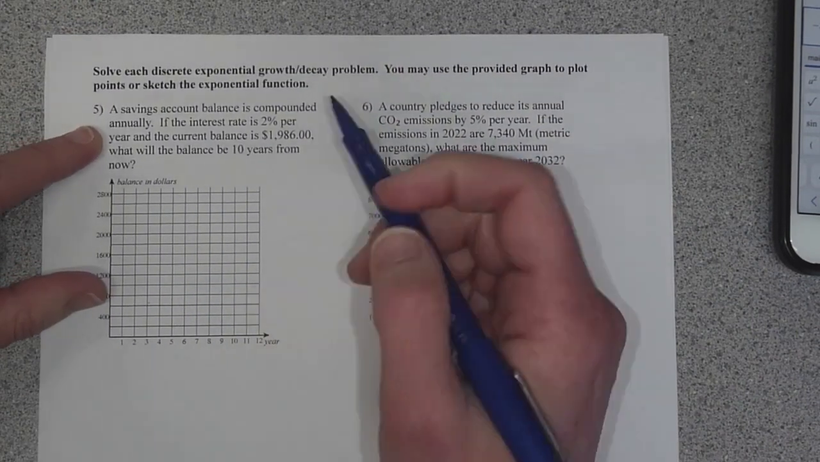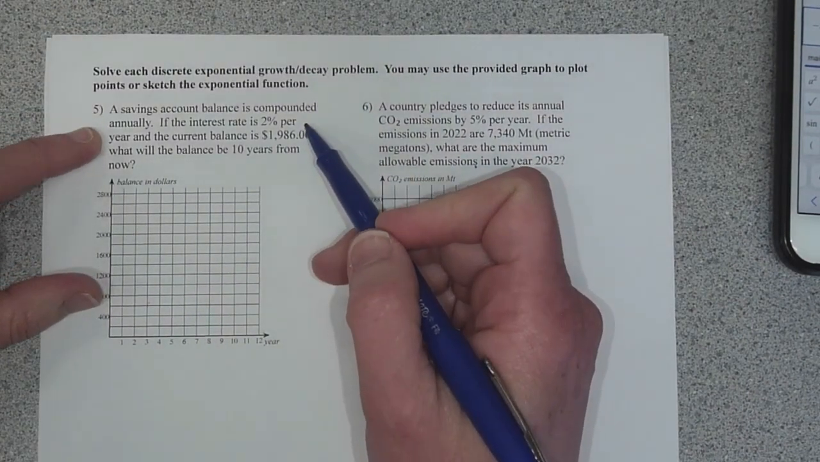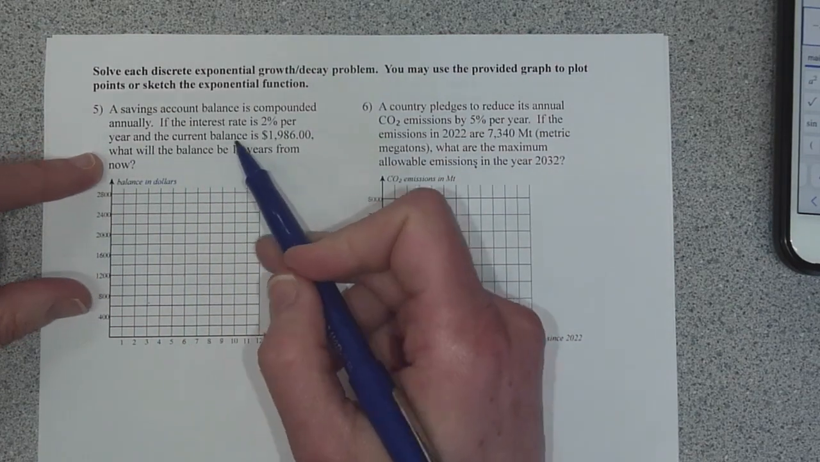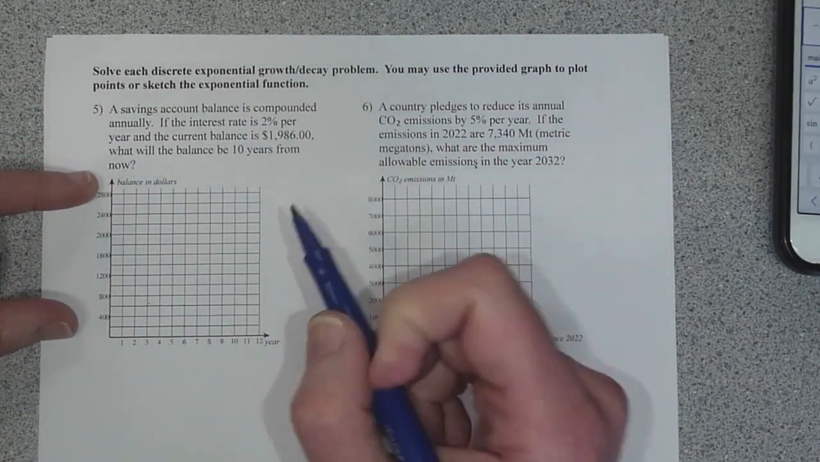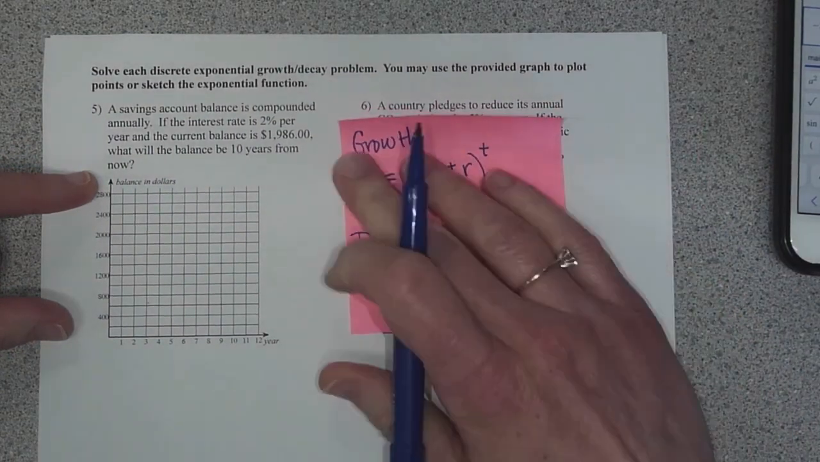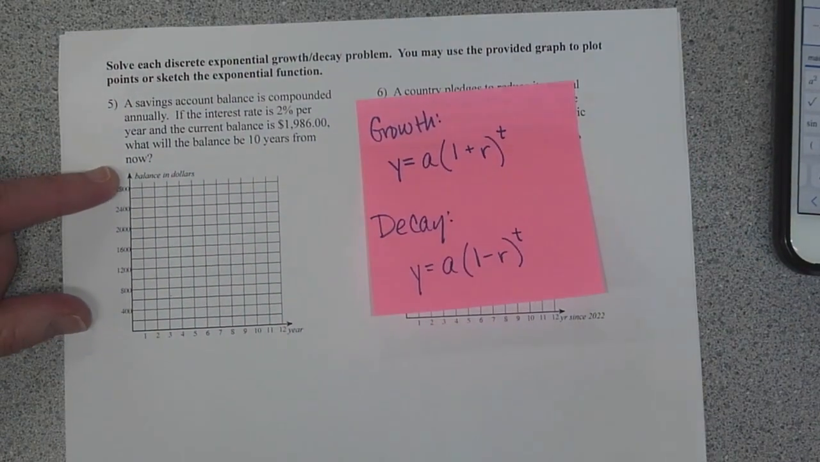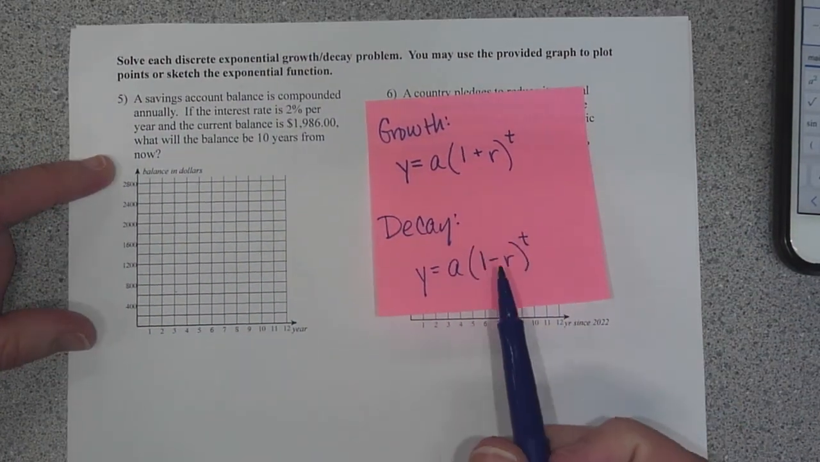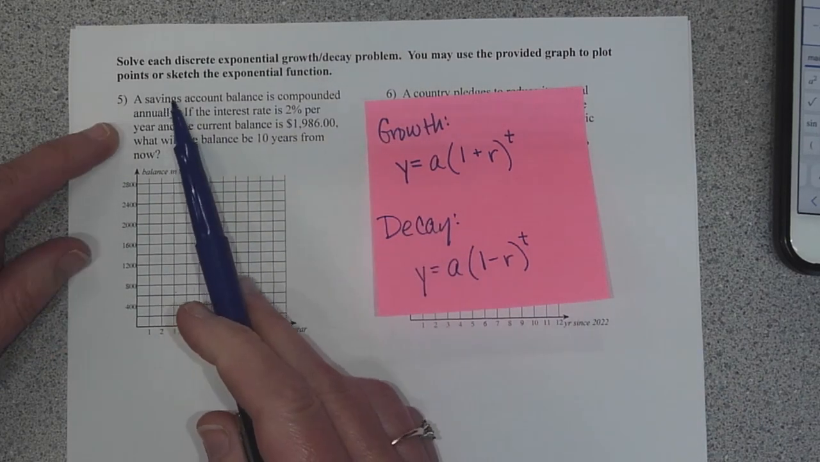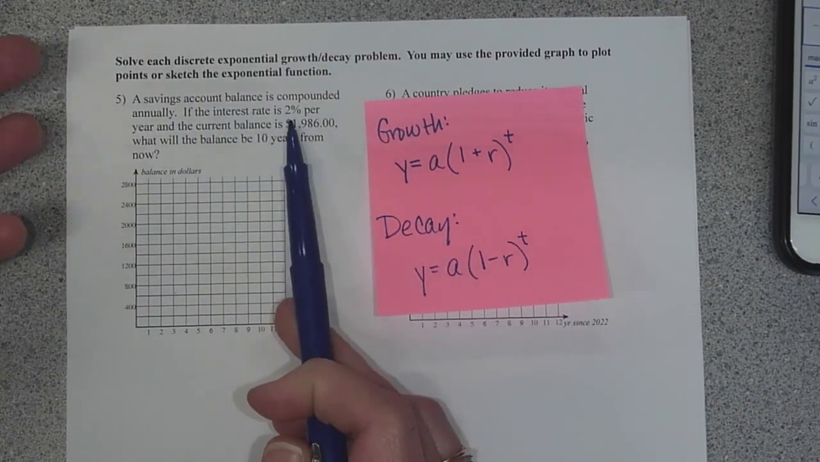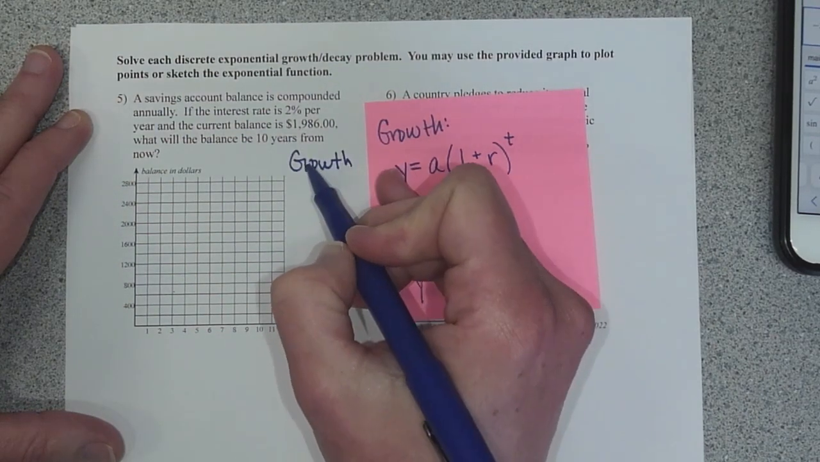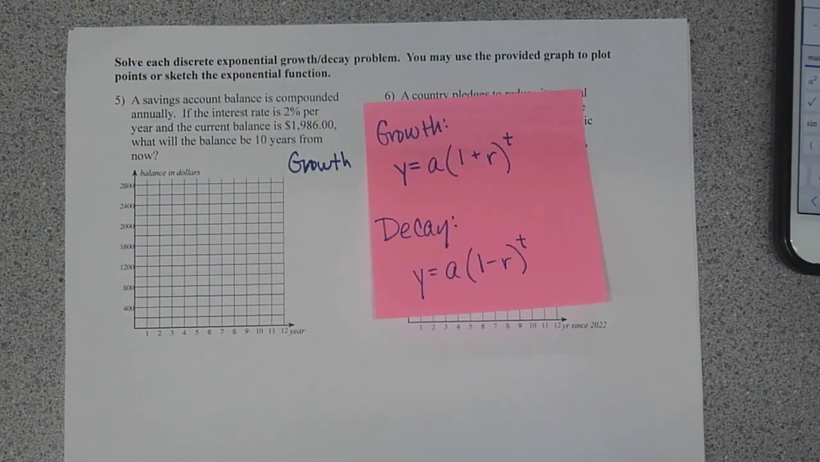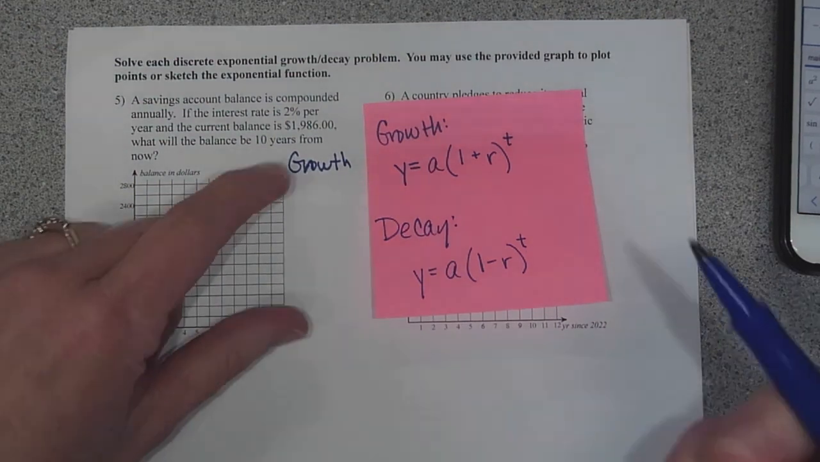A savings account balance is compounded annually. If the interest rate is 2% per year and the current balance is $1,986, what will the balance be 10 years from now? So this is where you need your growth and decay formulas, okay? So is this growth or is it decay? Let's see. You have a savings account and you're earning interest, so that's going to be growth because your amount of money is growing. Fortunately, you don't want it to decay, right? You want it to grow in the bank.